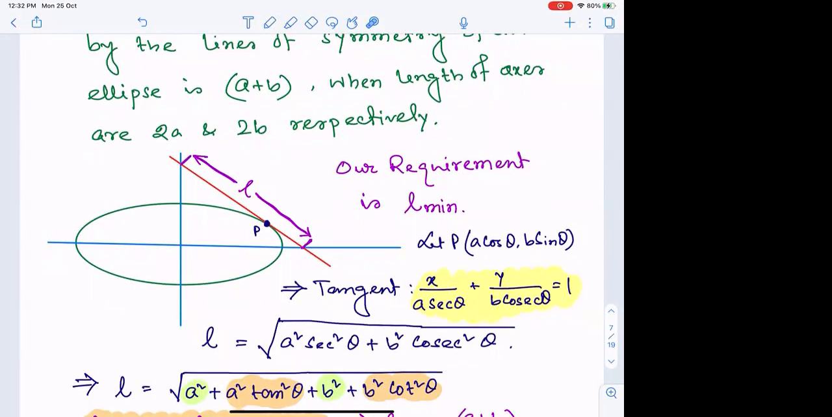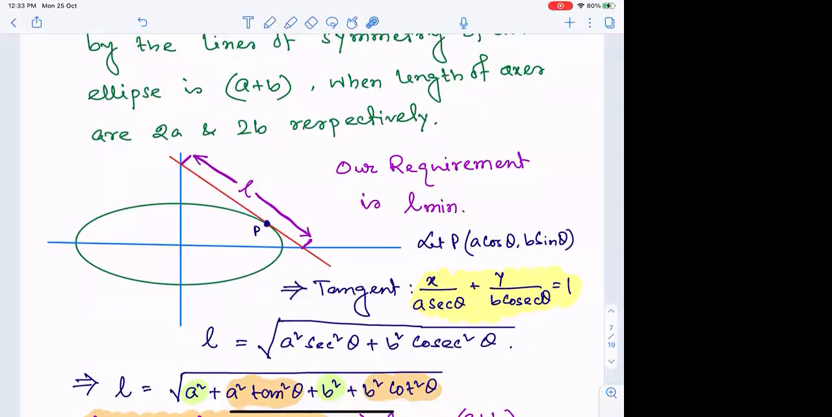Okay. Now, a square and b square, these green highlighted terms, are constant. They do not have any impact of theta. And we have been reduced to the sum of these two terms, a square tan square theta plus b square cot square theta. We need to minimize this sum. We are not sure about this sum, but are you sure about the product of these two orange highlighted terms? Yes, sir. AM GM. Very good.